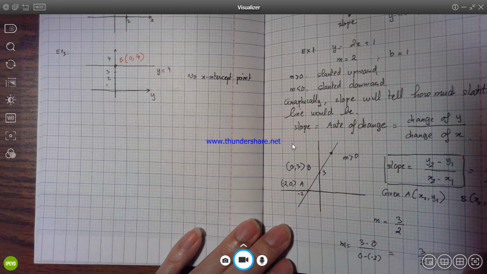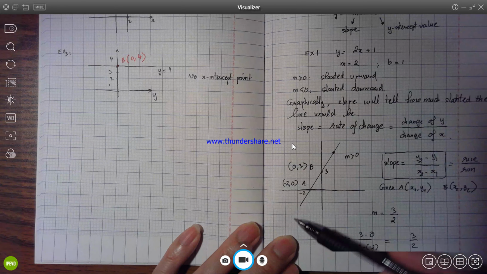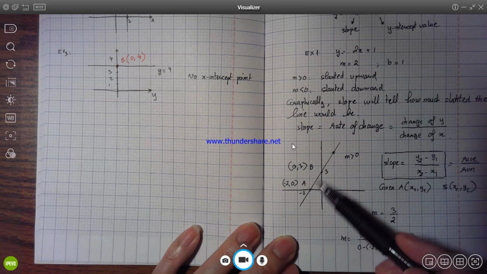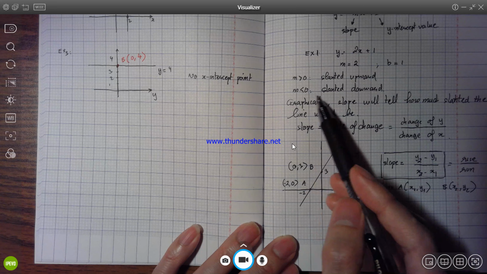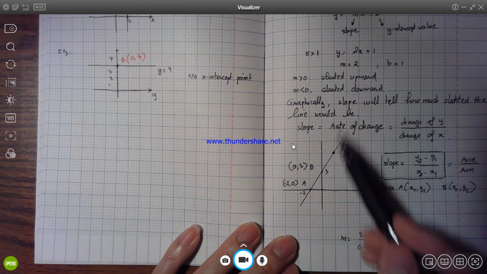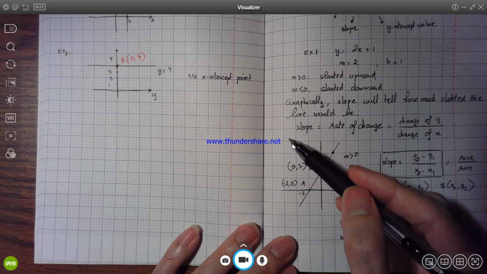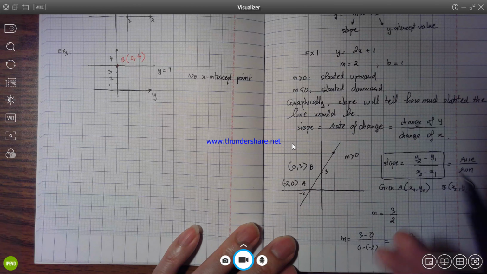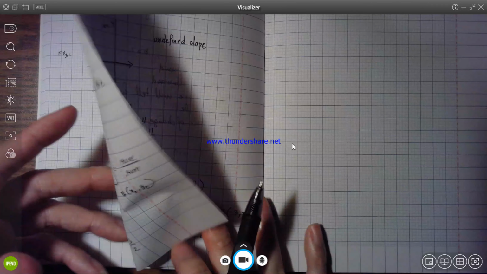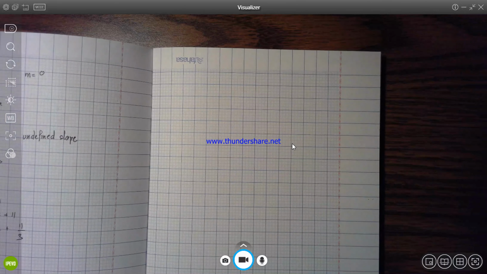I think we're gonna add a little bit more. So this is when you have slanted upward. I already wrote it down here, so that's good. So over here m greater than 0, so it's slanted upward. If it goes this way, then m less than 0 is slanted downward.